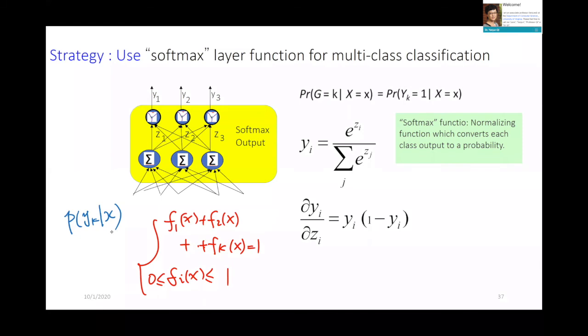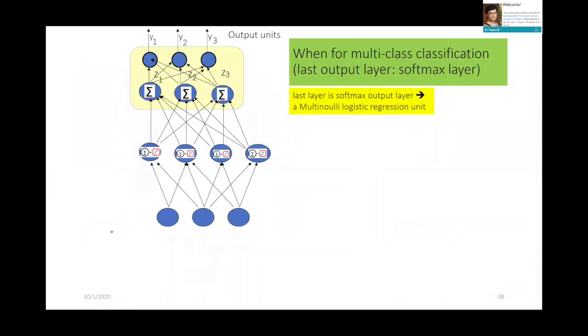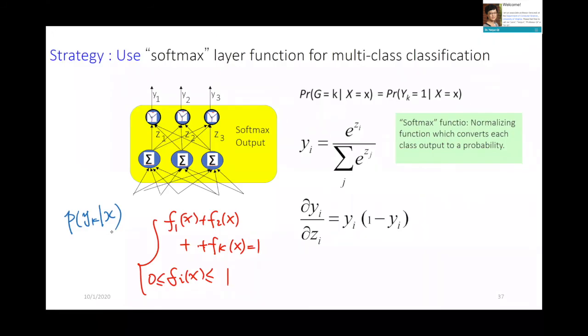So how do you use that softmax layer? Again, keep in mind that there are K regressions. Remember that. First, you have K regression tasks, and each one of them gives you one output. In total, you have K outputs from K different regressions.